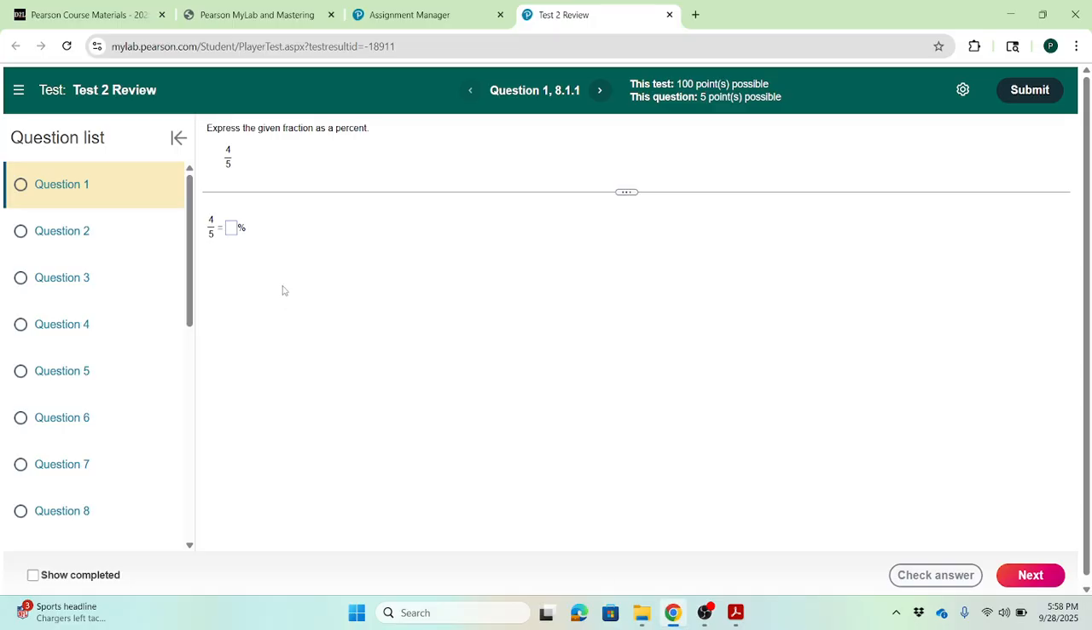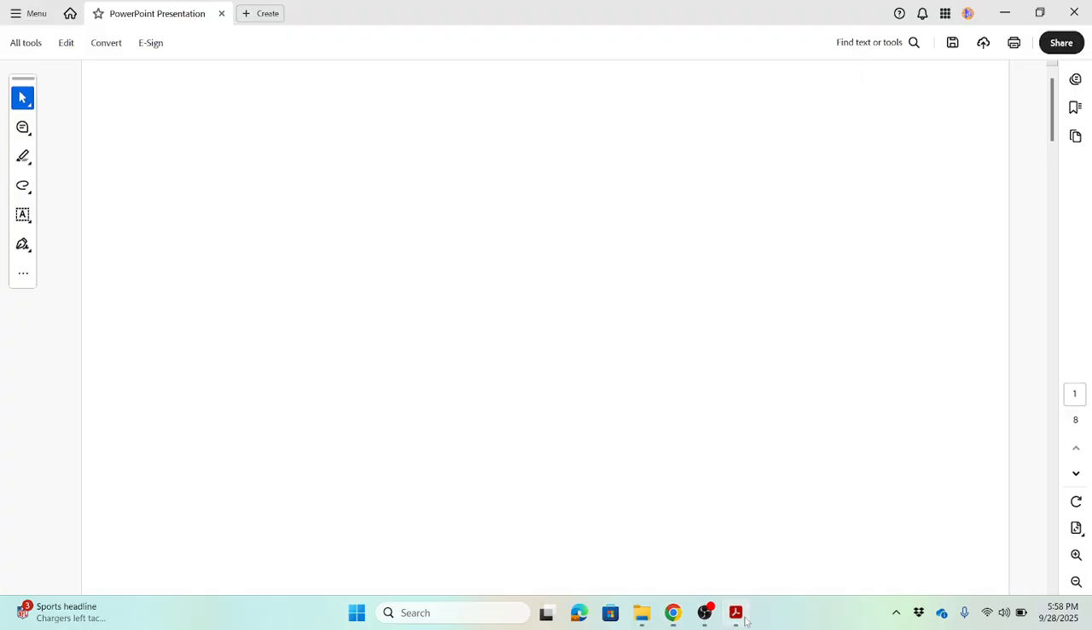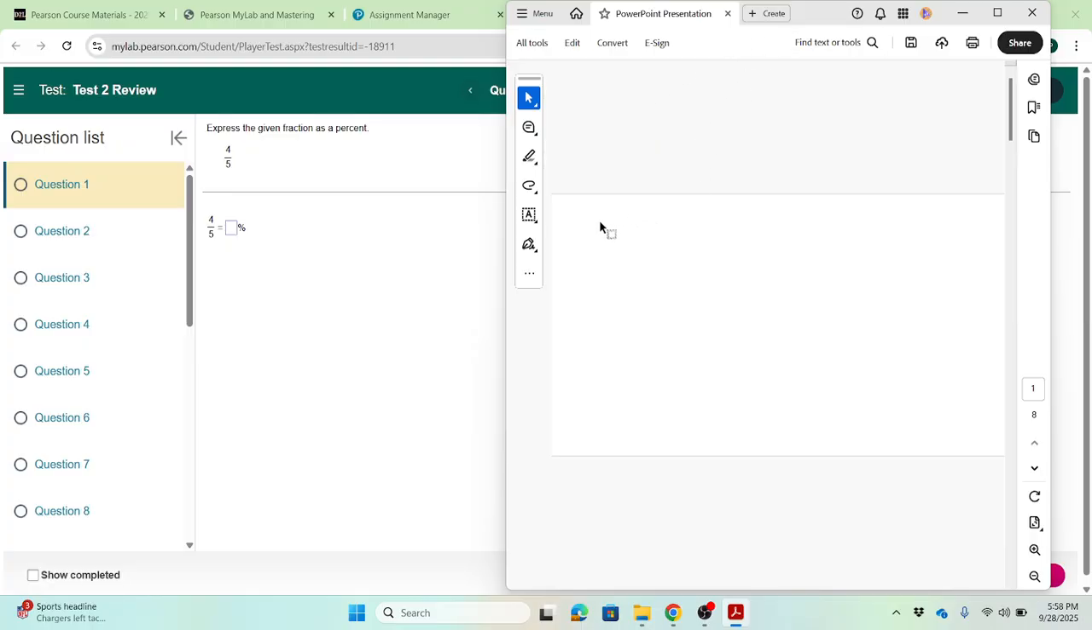Okay, so this is test to review. There are 20 questions. Question number 1, express the given fraction as a percentage. So to express the fraction as a percentage, just divide 4 over 5.